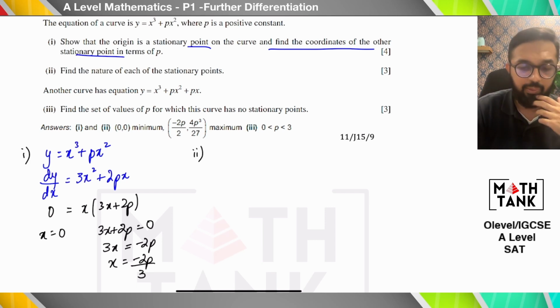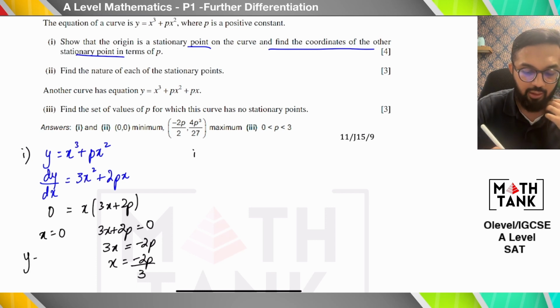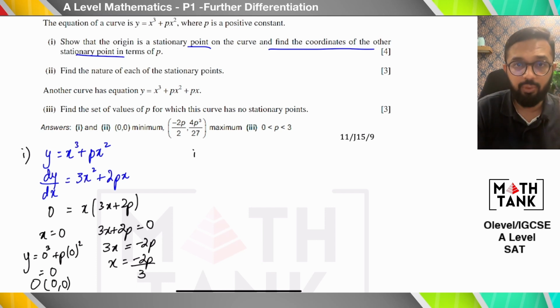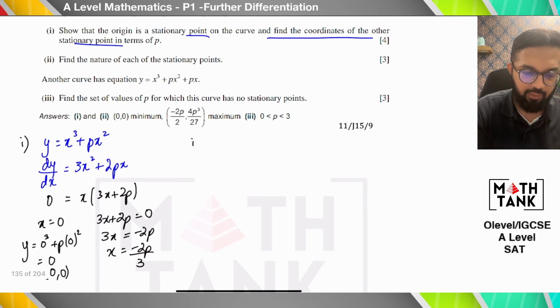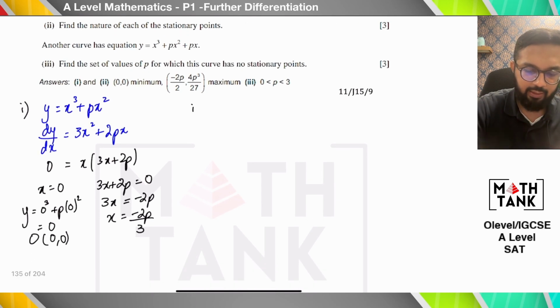Part 2 says, the origin is the stationary point, so y is also relevant, because I want to prove to you that the origin is the stationary point. So 0 comma 0 is the origin and it is a stationary point, so I've proved it to you. Find the coordinates of the other stationary point in terms of p. I found the x coordinate. I still need to find the y coordinate, which is simply plugging in the value of x.